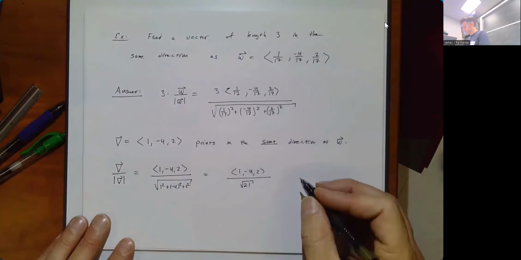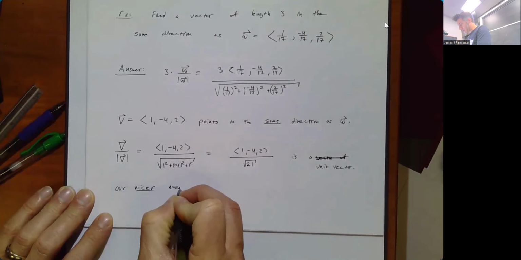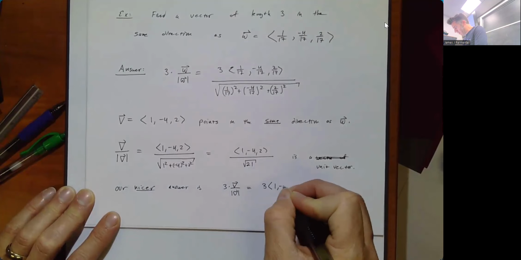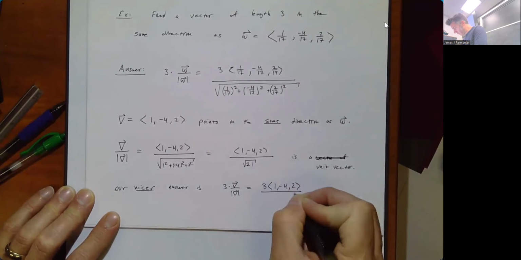This is a vector of length 1. I should just write unit vector. It's stupid to write a vector of length 1. It is a unit vector in the same direction as W. Great, let's multiply it by 3. So our nicer answer is 3 times V divided by the magnitude of V, which is just 3 times 1, negative 4, 2 over the square root of 21.